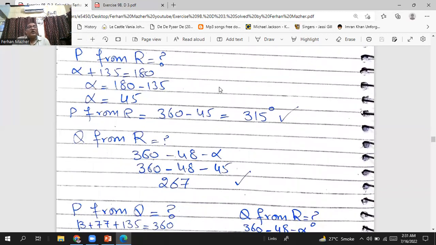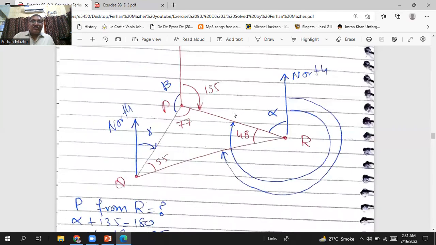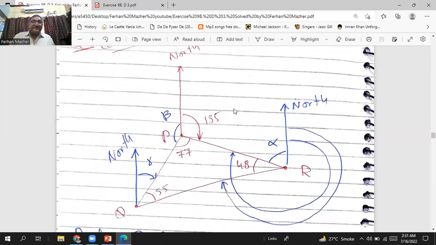So alpha will be equals to 180 minus 135. Alpha will be equals to 45. So the bearing of the P from the R will be 360 minus 45, and that will be 315 degrees. So this is how you solve this.